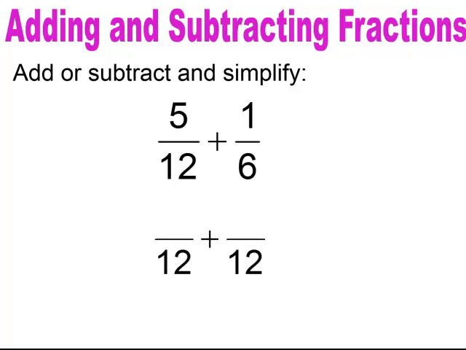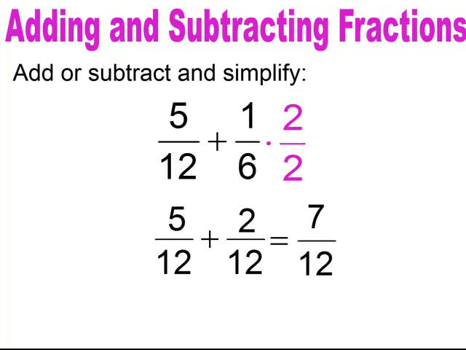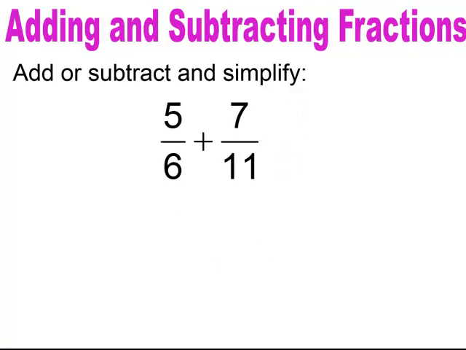So we want to convert the fractions to a common denominator of 12. The first fraction has a denominator of 12, so I'm going to just bring it down. The second fraction I have to multiply by 2, so I end up getting 2 over 12, and now I can add the fractions and I get 7 over 12. Pause and try.